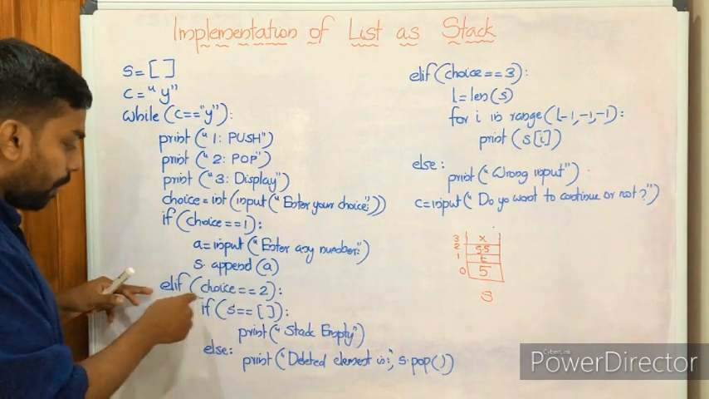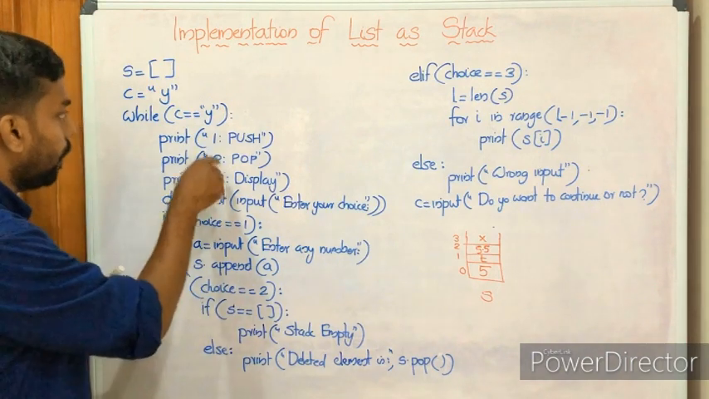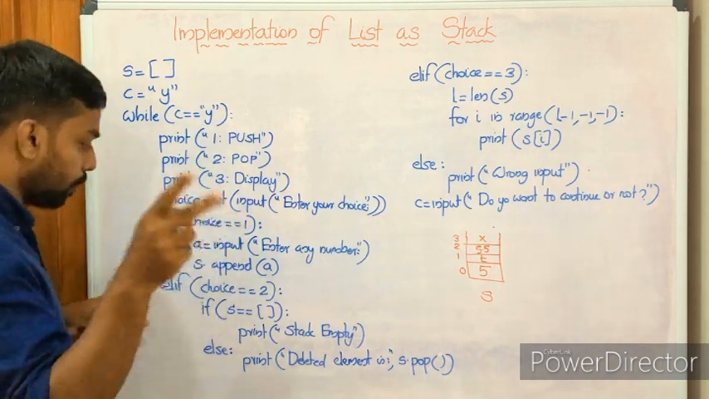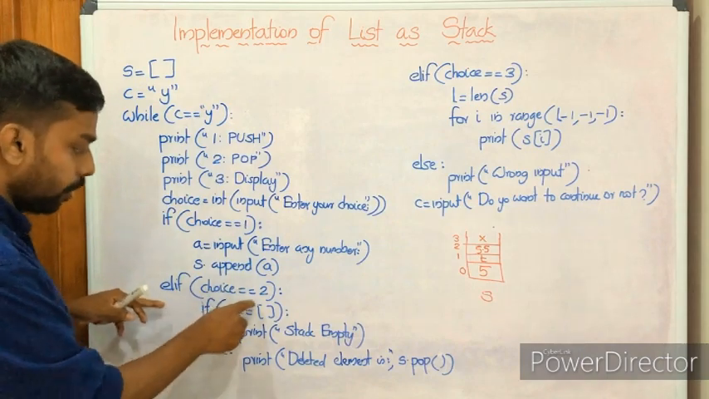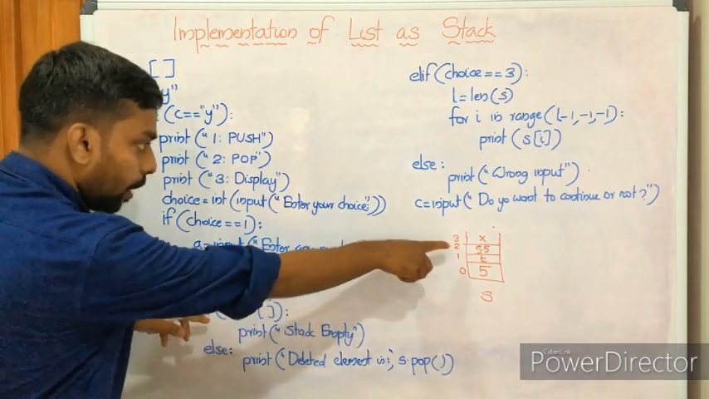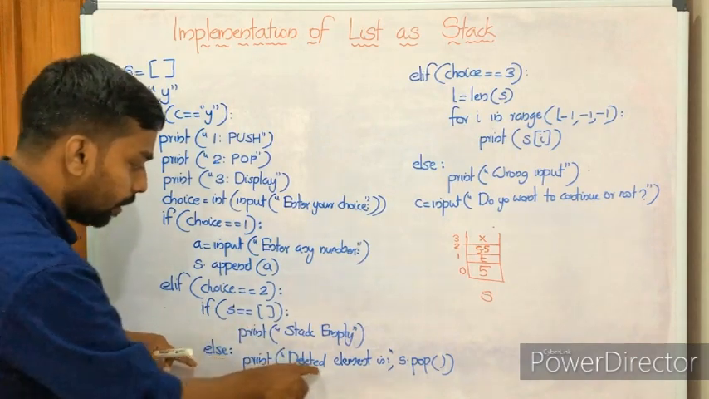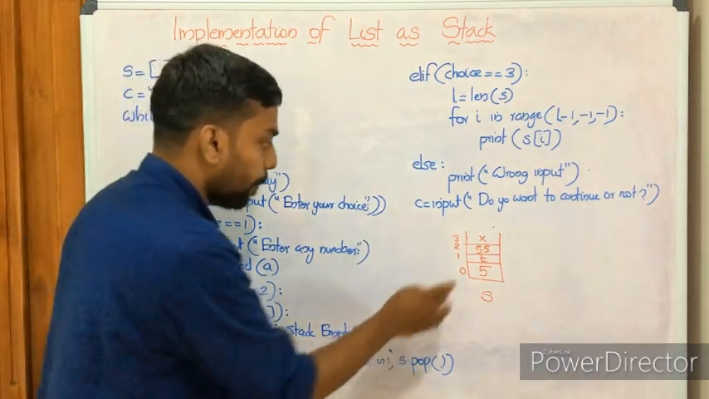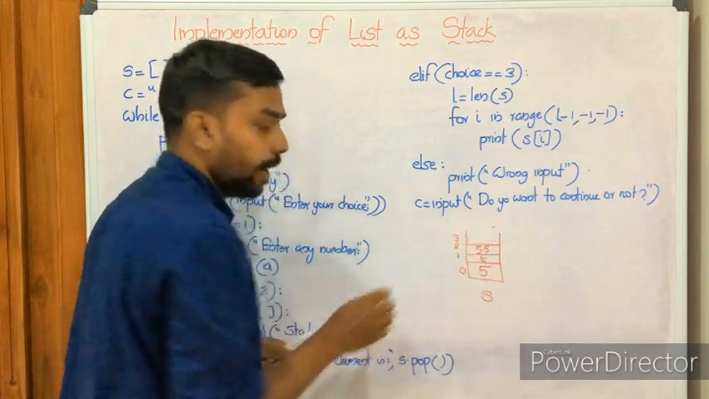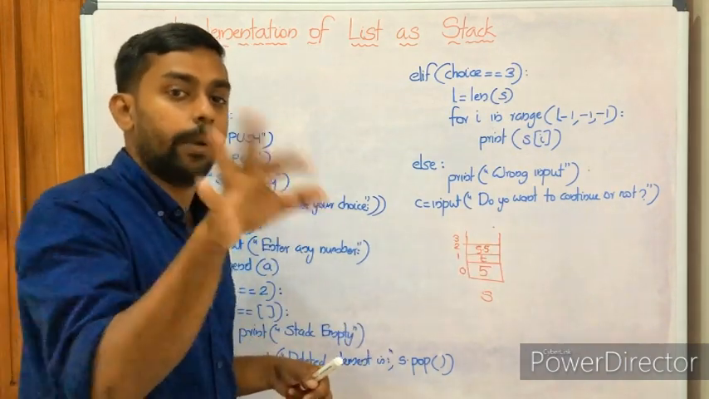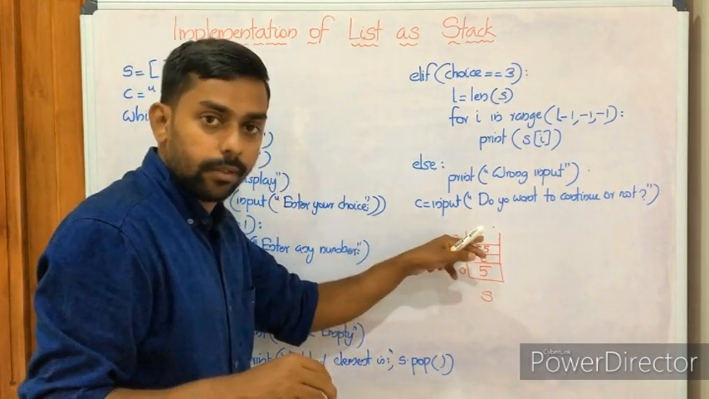Yes, then we can go for choice 2. Suppose we input the value of choice as 2, then elif choice equal to 2. We know our stack is not empty, we have four elements in the stack, so it moves to else. Deleted element is s.pop. What happens? This will be deleted, right? The topmost element will be deleted because top points to this element.